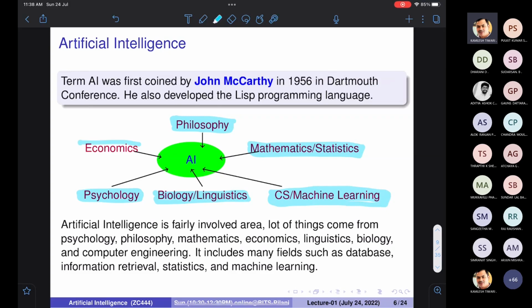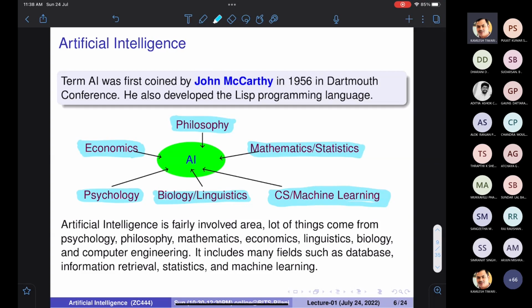Similarly, economics is a very important part, because if you want to do something, you have to think about the economics, that it should be viable. Economics is about what is viable. Okay, I can ask anything: give me the moon, I want the moon. This is not viable, right? Because right now it is not viable.